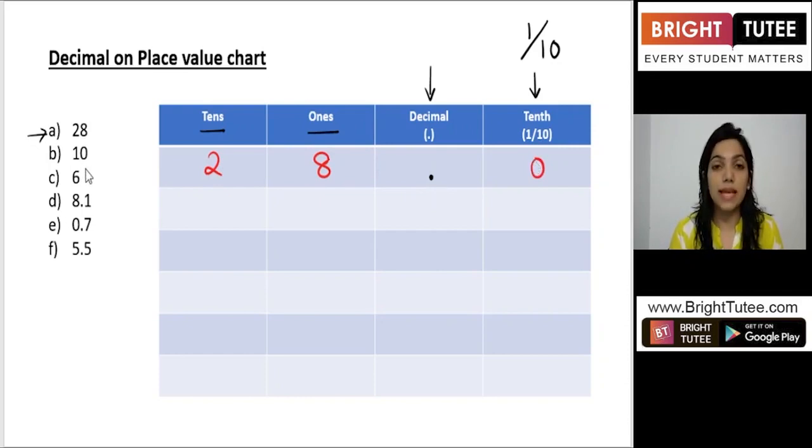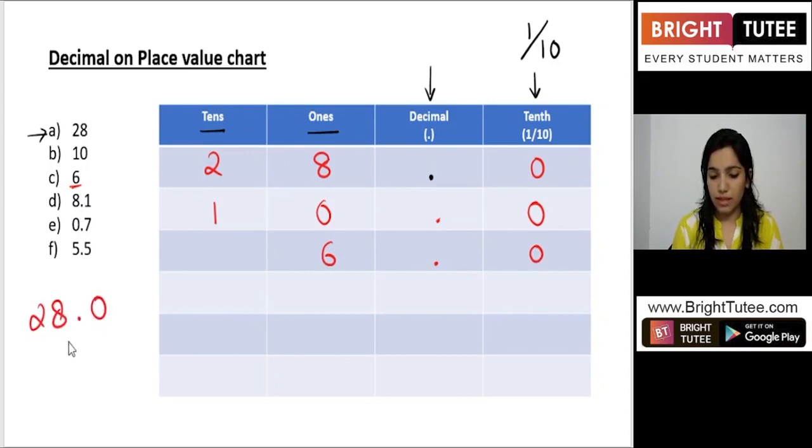Now the next number is 10. So it is 1 in tens, 0 in ones and 0 in tenths. Clear? Now it's a 6. So there is no tens, it's just in ones, that is a 6. And after the decimal point, we can put a 0. So do you see that if a number is not having any decimal point, you can simply write that number as 6.0 after it. That means after the decimal point, we don't have anything. Either you just write a 6 or you write 6.0. Either way, you'll be correct.